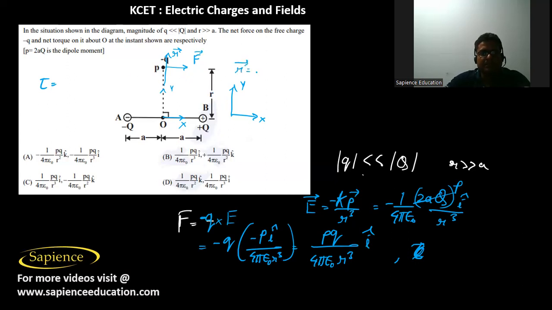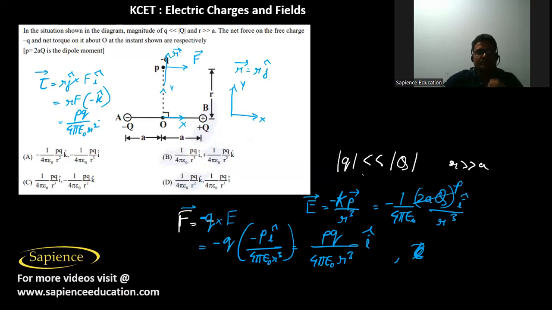Since here r vector is r j cap, so r j cap cross F, the force is F I cap. So j cross I is minus k. So this is r into F into minus k cap. So this will be r into pq by 4 pi epsilon naught r square into minus k cap. So option C is the correct answer.